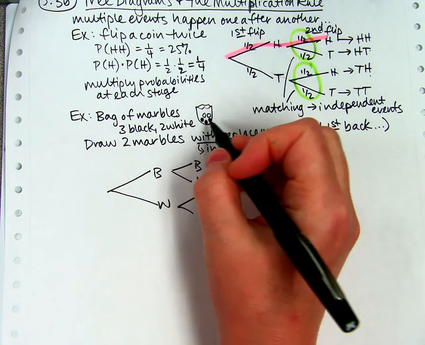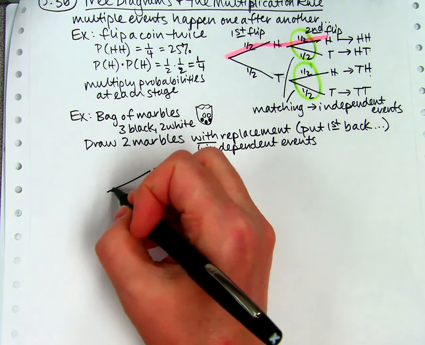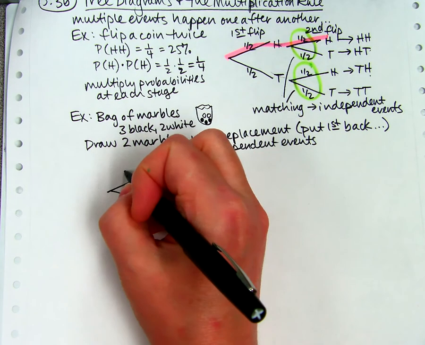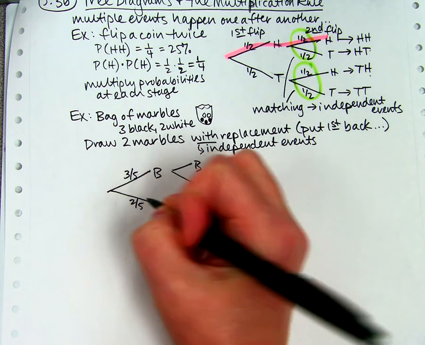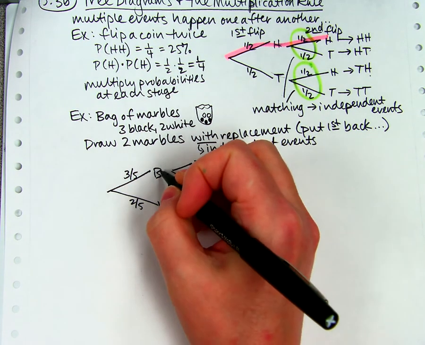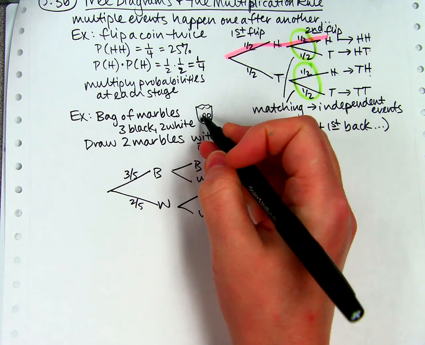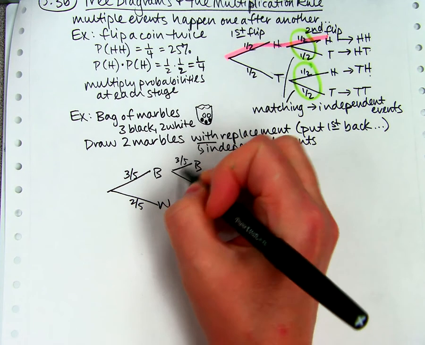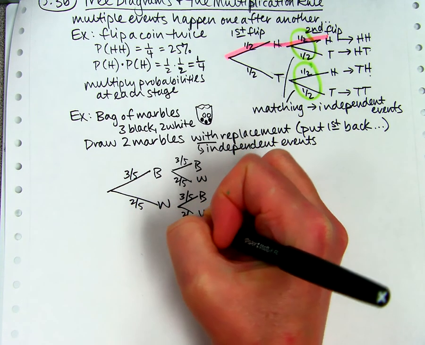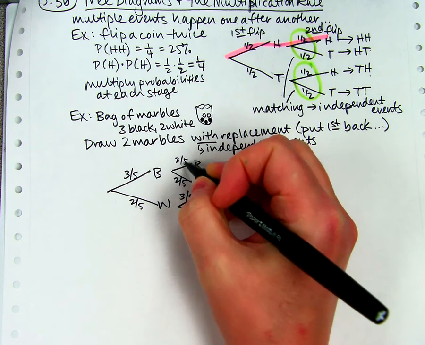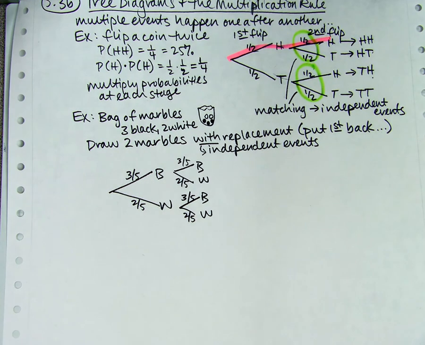So since there are 3 blacks and 2 whites, the probability of black on the first time would be 3/5. There are 3 blacks out of 5, and 2/5 chance of getting a white. Then I take whichever one I drew first and I put it back. So now there's still 3/5 blacks and 2/5 whites. And that's, again, those matching branches tell us that it's independent.